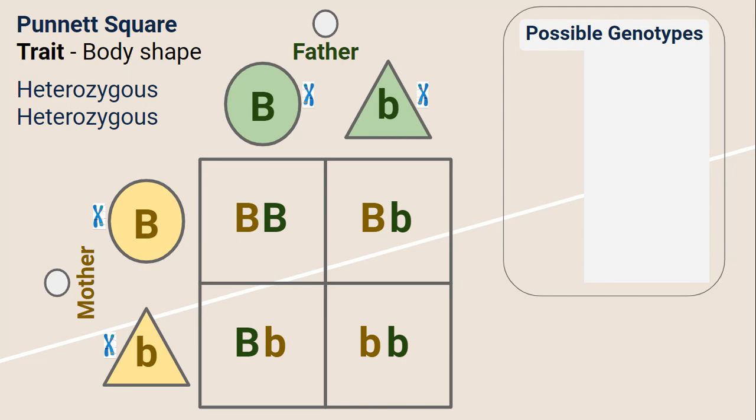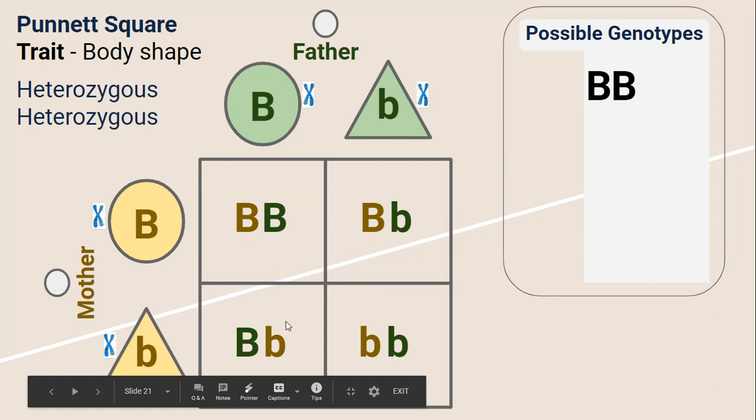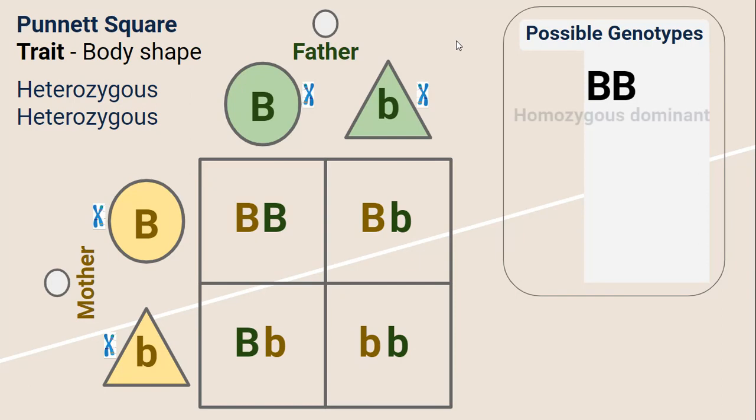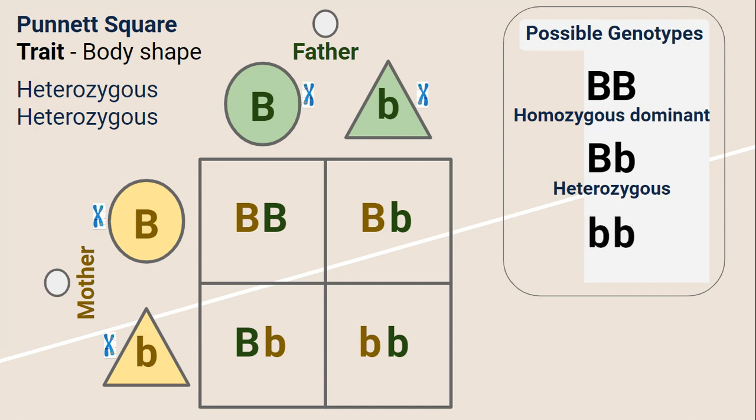Now, there are always three possible genotypes. You notice I said four, but there are really only three because with the heterozygous cross, we get two of the same, the capital B, lowercase b. So the two capital B's, that's known as the homozygous dominant. The capital B, lowercase b, or one dominant and one recessive allele, is known as heterozygous. And then lastly, the two recessive alleles combined are known as homozygous recessive.